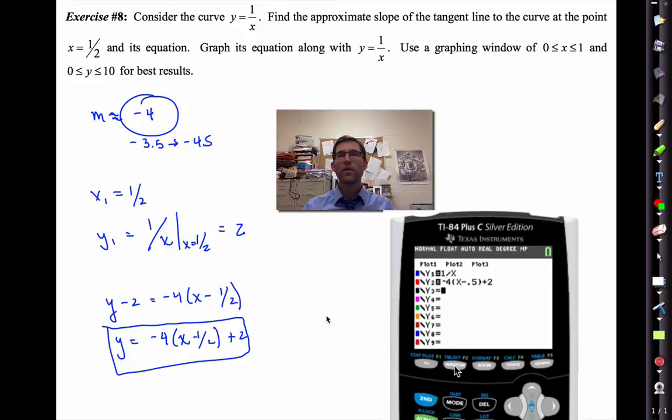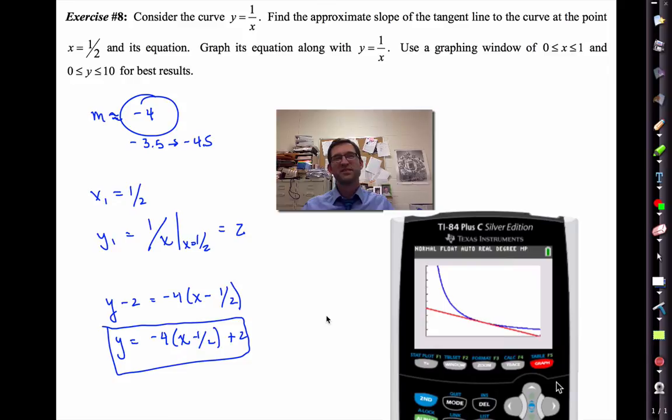Let's go into the window now. We want x min to be 0. We want x max to be 1. We want y min to be 0. We want y max to be 10. All right, and once it's all set, let's hit graph.